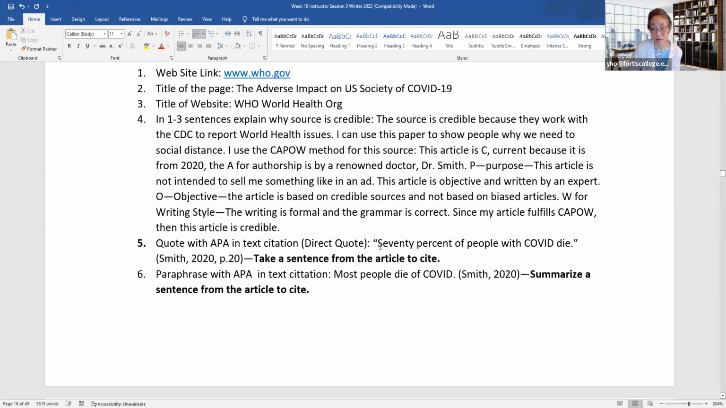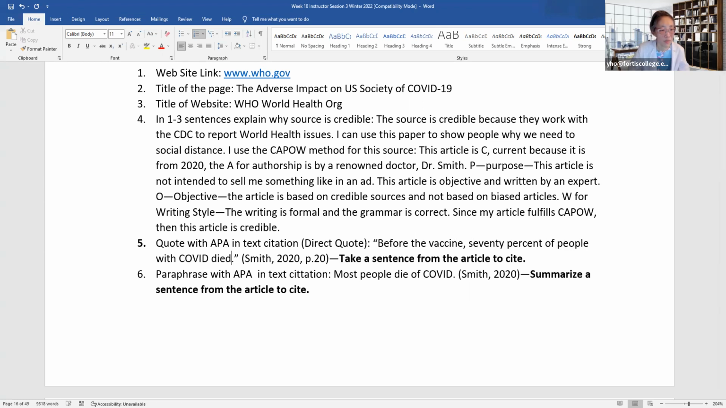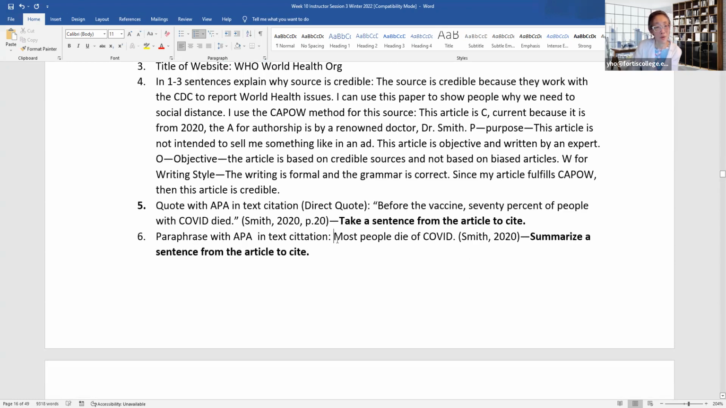So you're going to directly quote from your source. Not this particular one, but some kind of quote, like 70% of people with COVID will die. Well, this was before the vaccine, this is old. Now I have to update this. So here you take the quote, you write it directly, and then you have the author, the date, and the page number. And then here you have: before the vaccine, most people died of COVID, at least most old people died of COVID, that sort of thing.